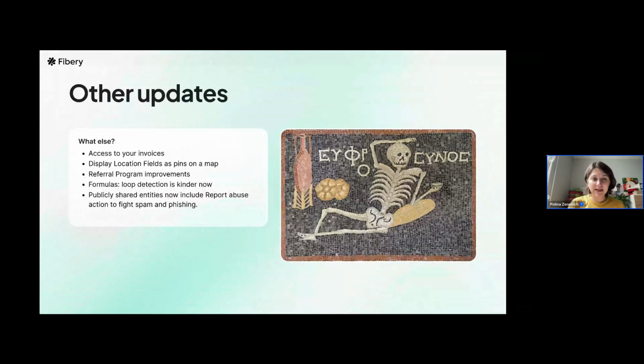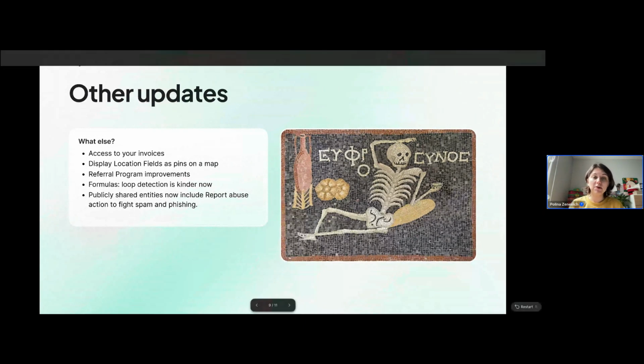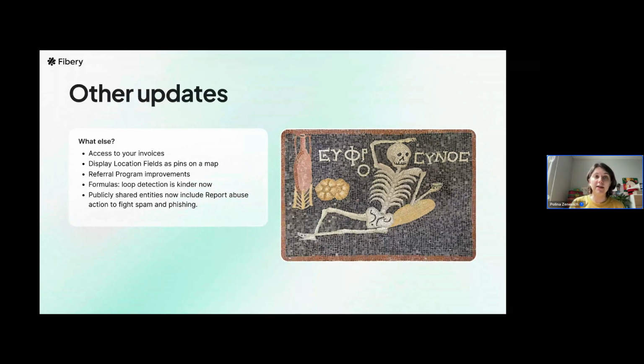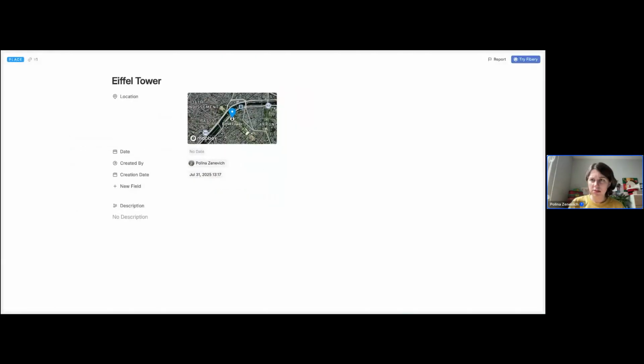And last thing is publicly shared entities now include report abuse, action to fight spam and phishing. So, oh no, is it something? Yes. So now, when you share publicly any card, for example, here we share the entity publicly with Eiffel Tower, there is a report button.